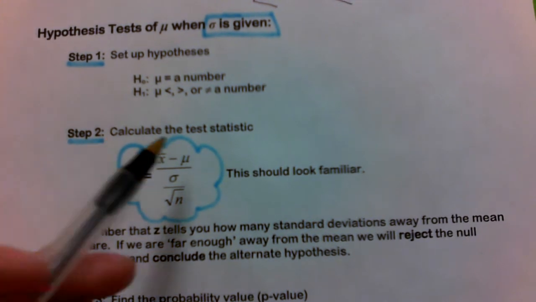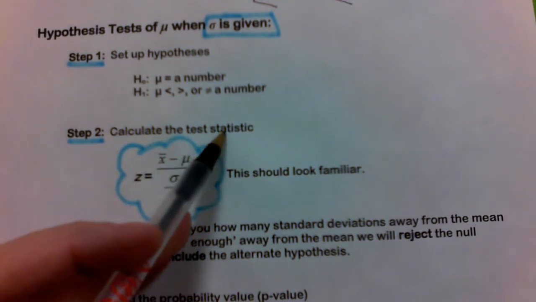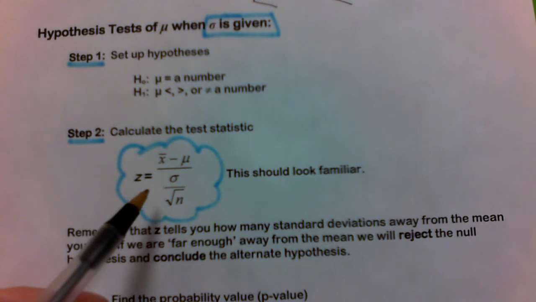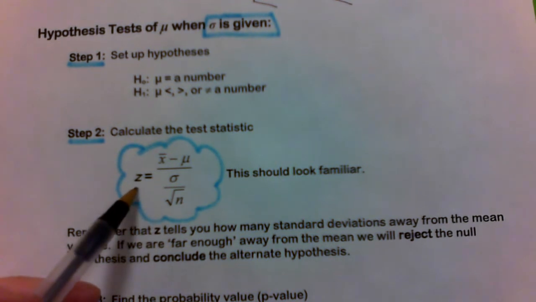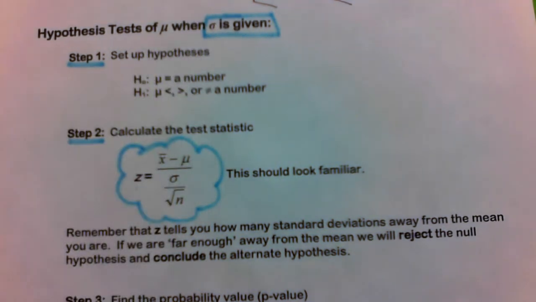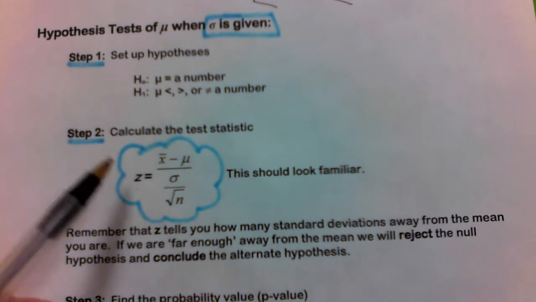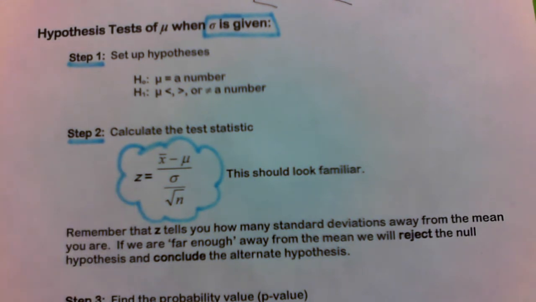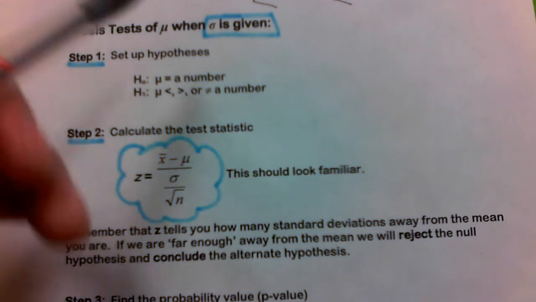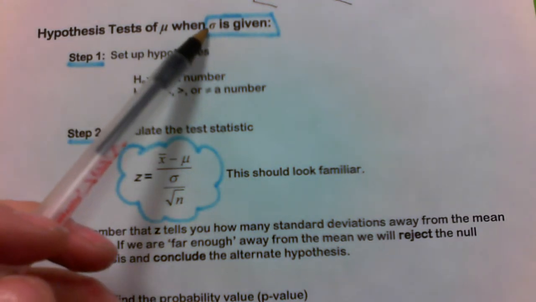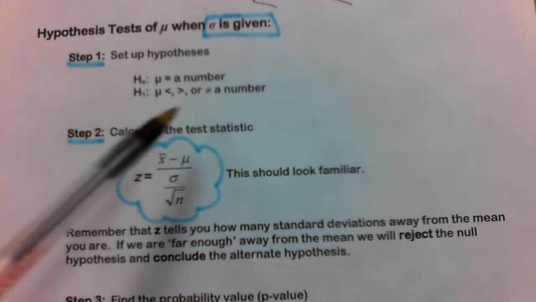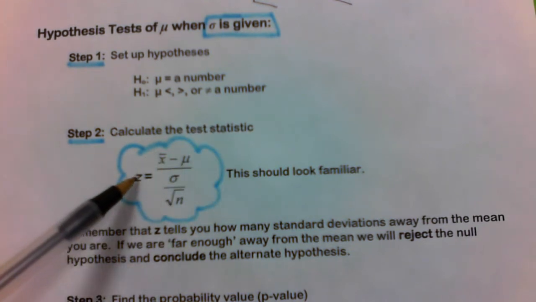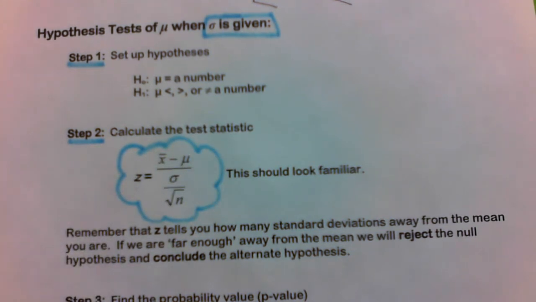Step 2 is when we calculate what is called the test statistic. And this will be a z-value because sigma is known. If you remember, when sigma is known, we calculate a z-value. When sigma is unknown, we calculate a t-value. So in the examples we're going to be doing, sigma is given. So step 2, the test statistic will be a z-value. Now remember that the z tells you how many standard deviations away from mu, or the middle, that you are.